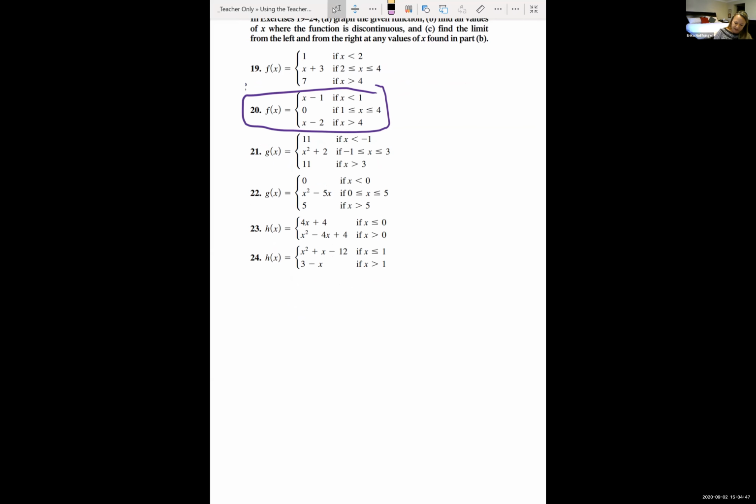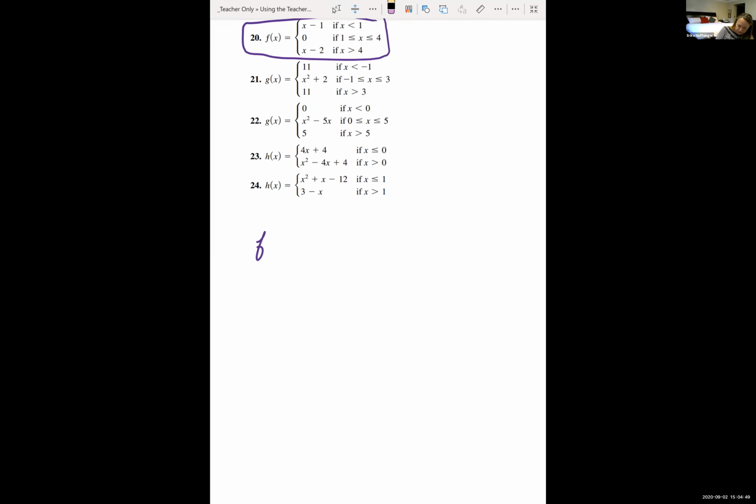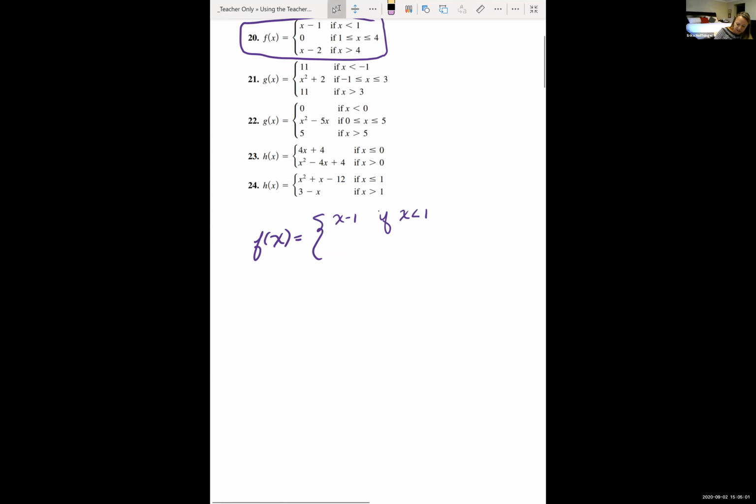So we have f of x, and we're just going to rewrite it so I can scroll up, is equal to x minus 1 if x is strictly less than 1. Okay, so maybe let's just concentrate on that piece right now. So I know that's a linear equation. I know that's y equals mx plus b, so I could graph it that way. Or we could just plot points.